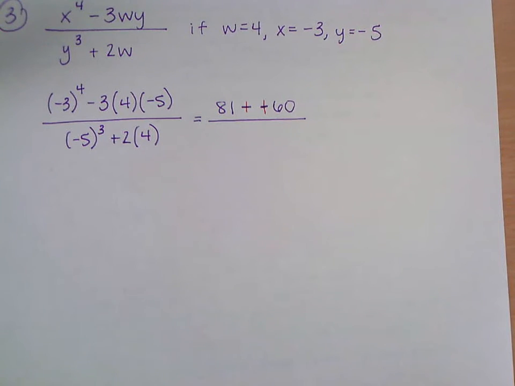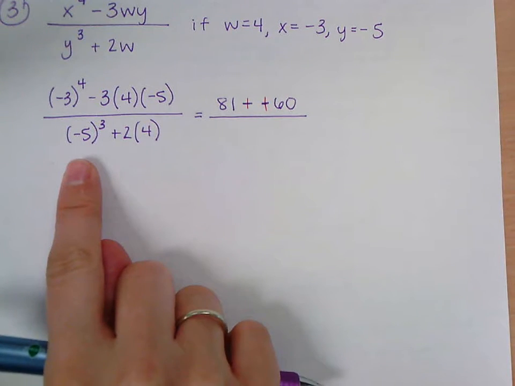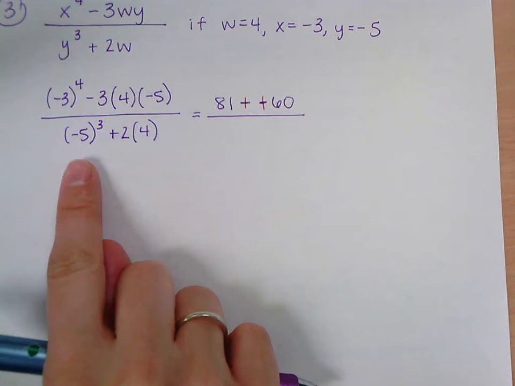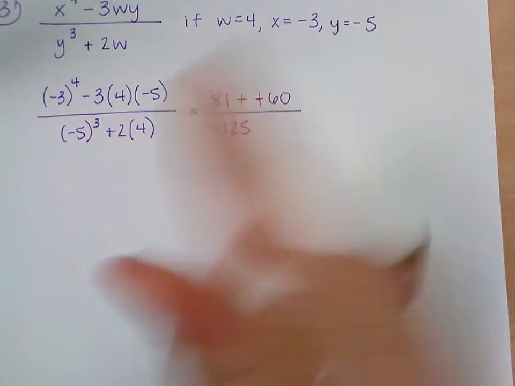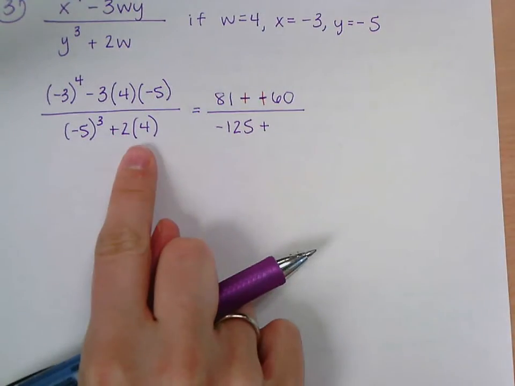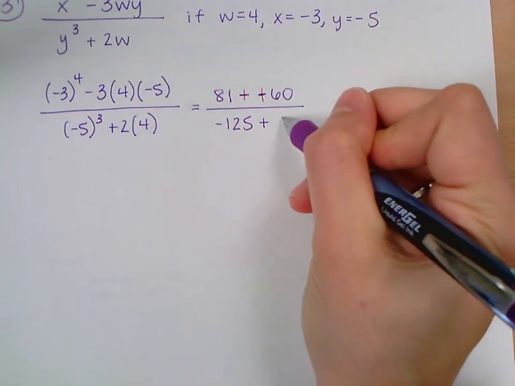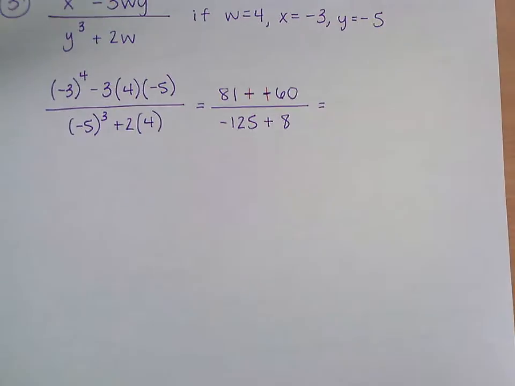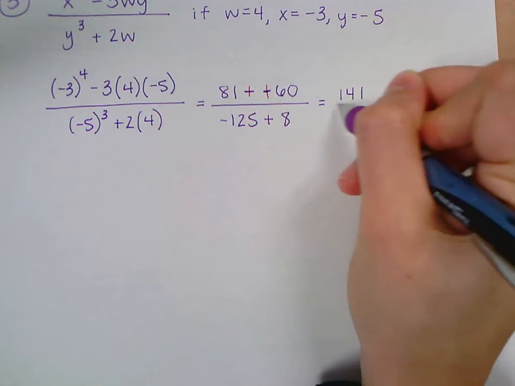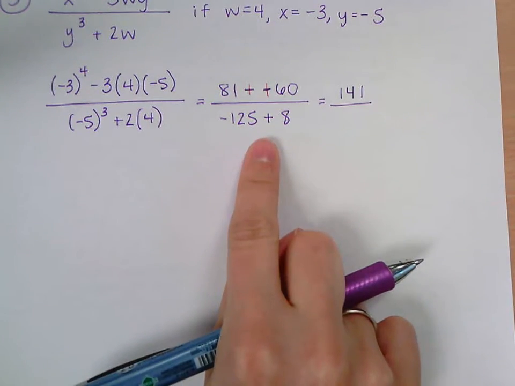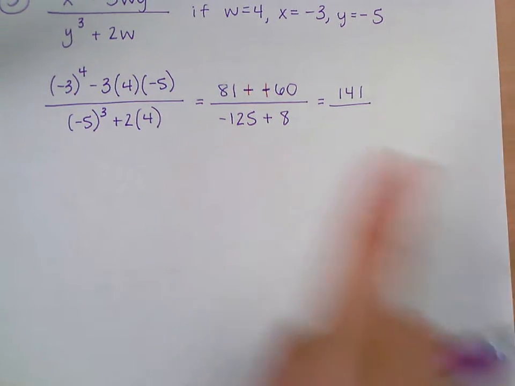On the bottom, I have negative 5 cubed. What is that? Negative 125. It is negative. And here too, I have plus. I could do the multiplication right away as well. 2 times 4 is 8. So I have 81 plus 60 in the numerator. That would be 141. Denominator of negative 125 plus 8.